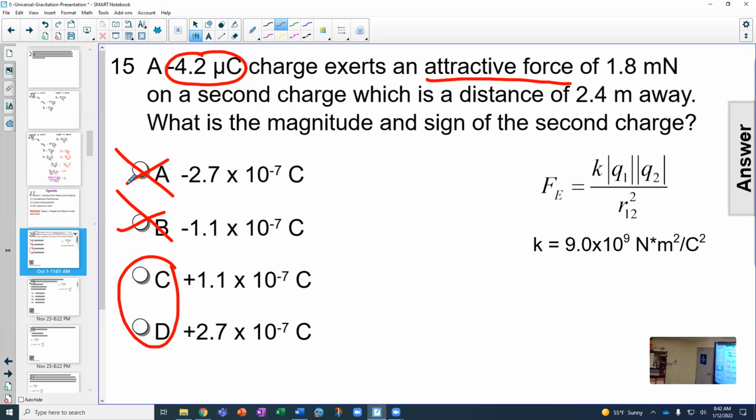So we know it's going to be positive. So go ahead and use your calculators, plug in the numbers. Don't forget your micro and your milli, and you can use the K value that's here on the screen, or you can look it up on your formula sheet and see what you come up with. Is it C or is it D?